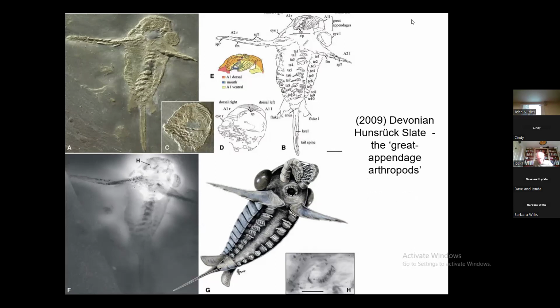So again, how poor is the fossil record? These things had been existing all the way through the Ordovician, Silurian into the Devonian without a single fossil record. And it makes you wonder how much further they persisted through the geological column. But anyway, Harry then, realizing this was an arthropod, called these the great appendage arthropods.